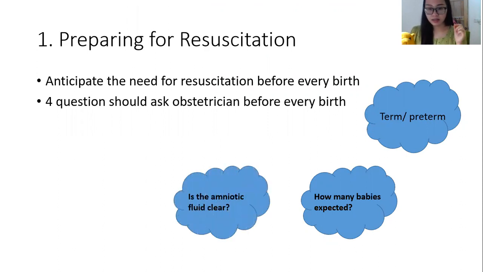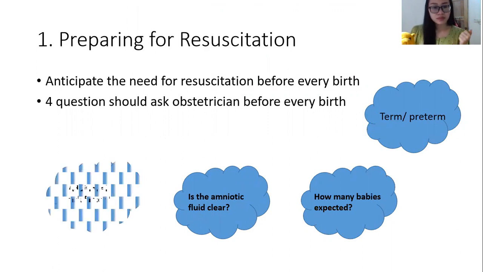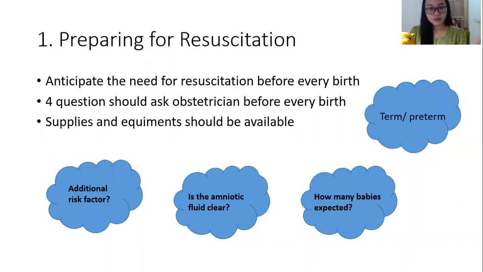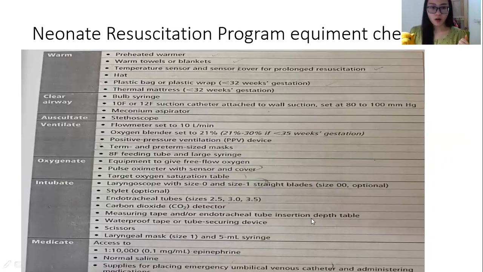The third question is about the characteristic of the amniotic fluid. This is very important because if the amniotic fluid is foul-smelling and not clear, then we suspect chorioamnionitis, which might need NICU admission for the newborn as well as a workup for neonatal sepsis. And number 4, any additional risk factors for the baby. After that, we have to make sure that the supplies and the equipment are available and functioning. These are the checklists before we start the NRP program.